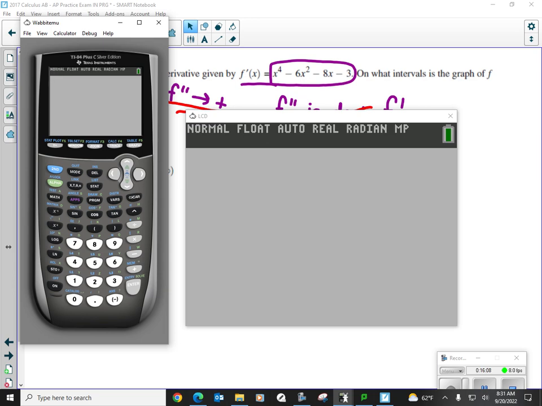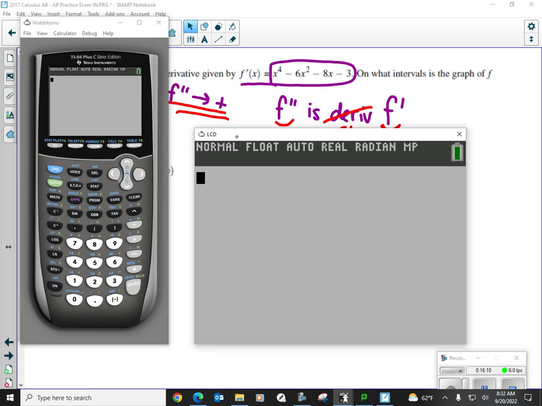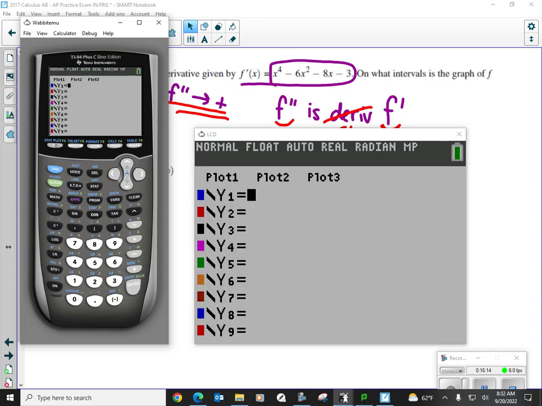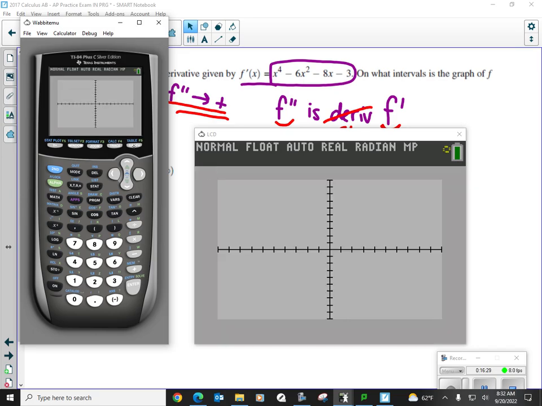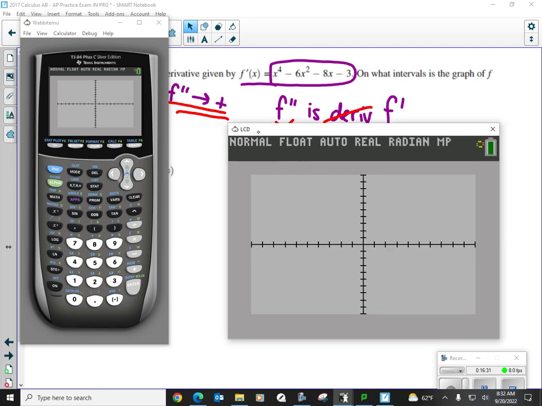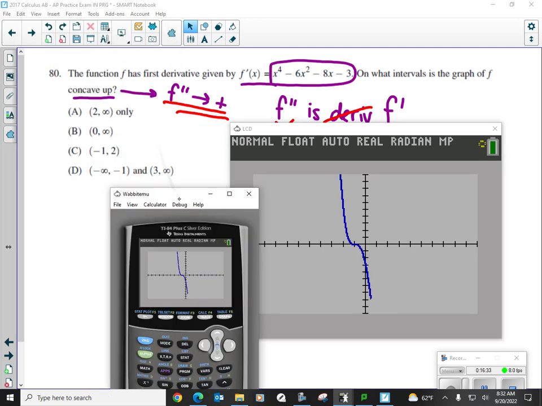Okay, so let's start with the graph of the first derivative. I'm going to go to y equals, and I'm going to put in x to the fourth, subtract 6x squared, subtract 8x, and subtract 3. So if I graph this, I put this in the first slot, so it should be the blue graph.